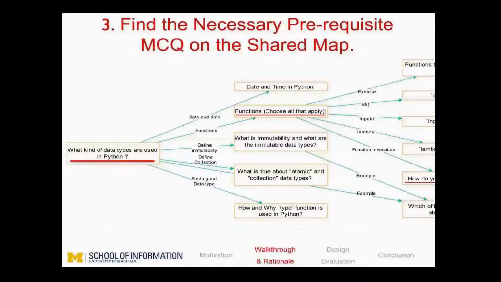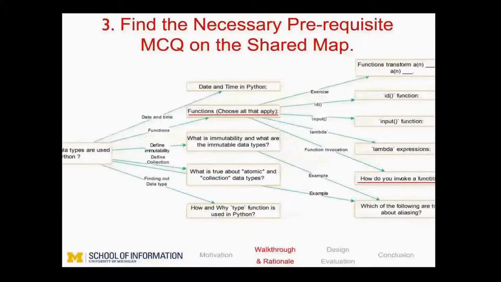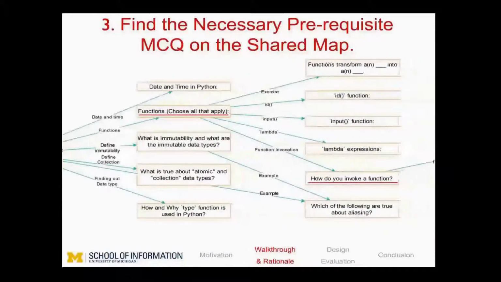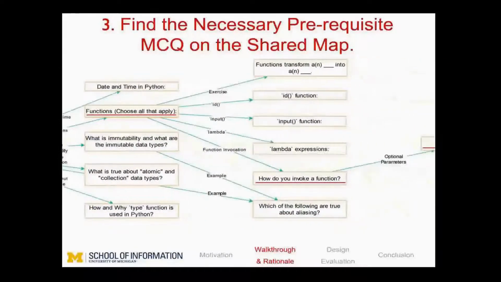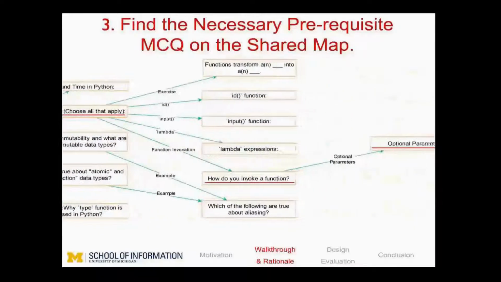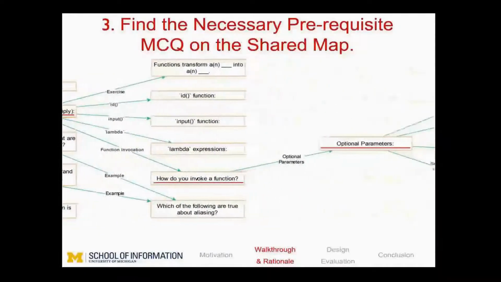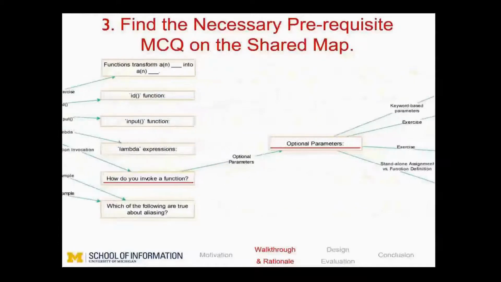Among the possible pathways forward, they choose functions, choose all that apply. Among the child nodes, they look at the next level node and they choose how do you invoke a function, and they continue with optional parameters. Here we go. They found the necessary prerequisite question.